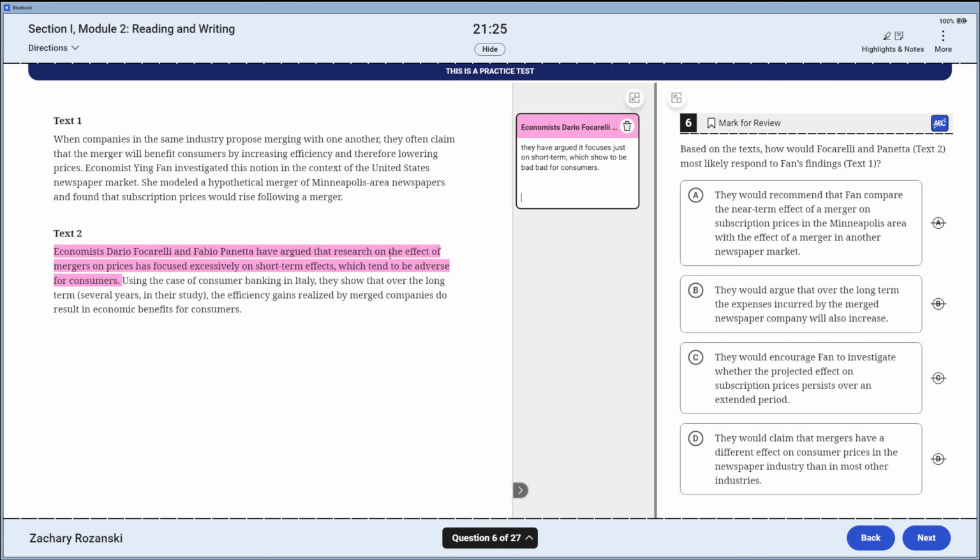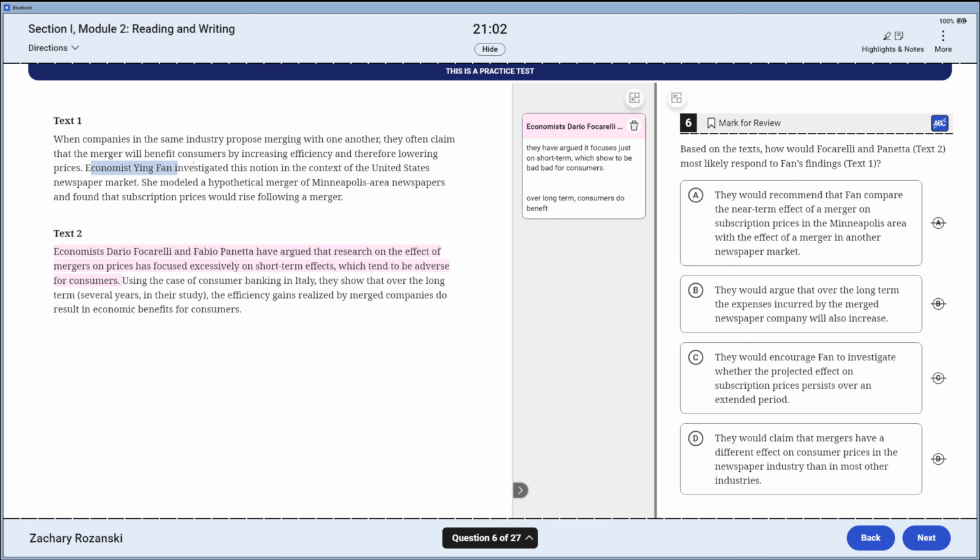In the second sentence, used in the case of consumers banking in England, they showed that over the long term, several years in the study, the efficiency of consumers do benefit. Okay. Then I can go into text 1. How would they respond? When mergers, one often claims that mergers will benefit consumers, and they would say yes, in the long term it does.